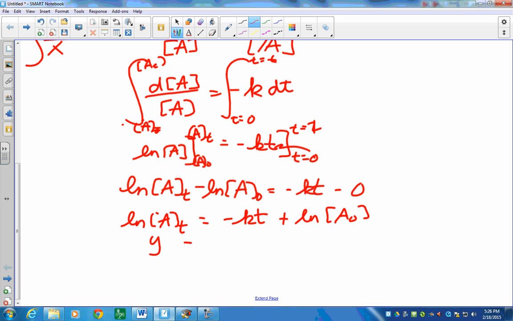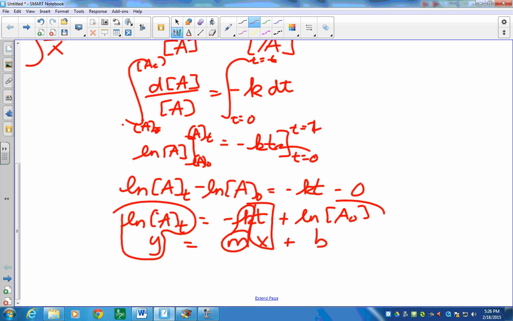So it looks like y equals mx plus b. So if you have t, time, on the x-axis, and the natural log of the concentration of the reactant on the y-axis, the slope of the line will be the rate constant, and the y-intercept will be the natural log of the starting concentration. And so that explains that one. And let me just do the other one quickly.